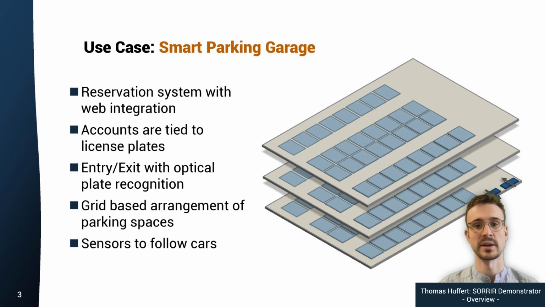Our use case is a smart parking garage, which has a web integration and a reservation system which can be interacted with via a web interface as well as on-site reservation, just like a regular parking garage. All accounts are tied to license plates, and we use optical plate recognition at the entry and exit barriers to recognize cars and corresponding accounts. All parking spaces are arranged in grids, and we have sensors to follow around cars within the smart parking garage, so cars can always be located.